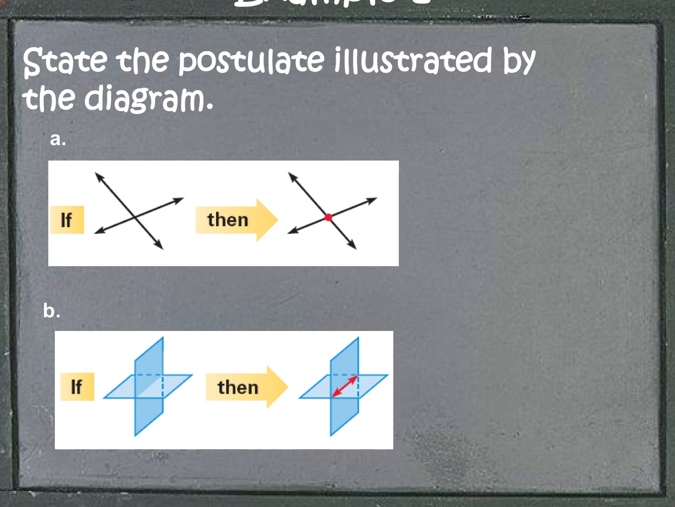All right, looking at this diagram, let's go ahead and state the first one. Can someone tell me what postulate that one is? Yes, Delaney. Good, this is line intersection postulate.